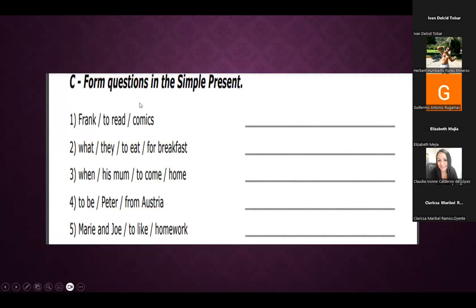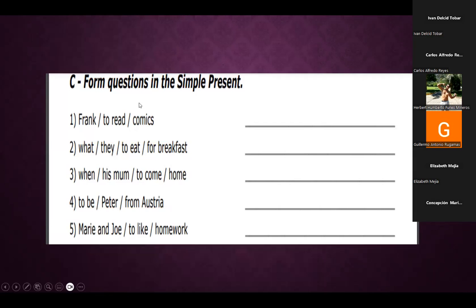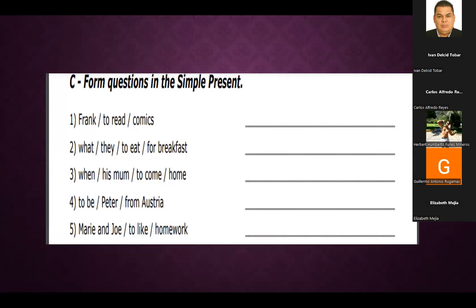Form questions in the simple present. Creemos oraciones en el presente simple. Okay, están viendo las palabras desordenadas, pero necesito que creen oraciones simples. Hay ciertas palabras que hay que modificar siguiendo las reglas del presente simple. Vamos a darles 5 minutos para que puedan analizar y completar.